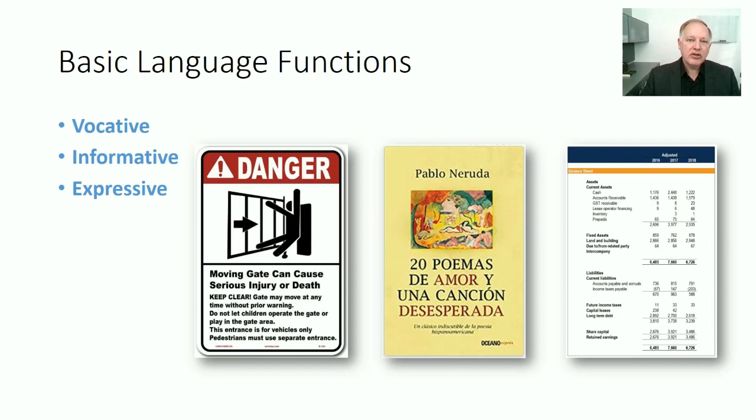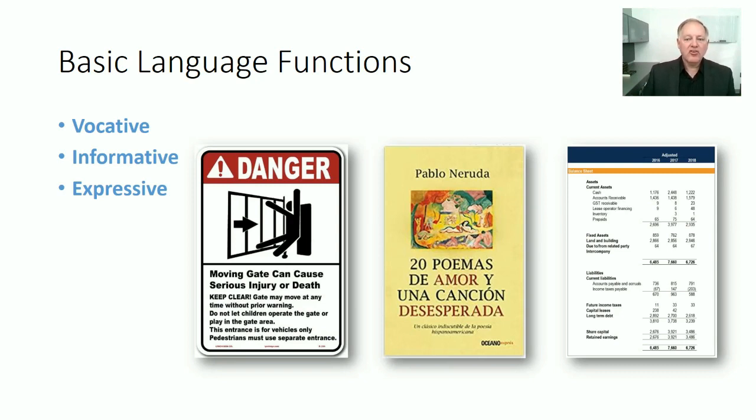Is the primary or dominant language function here vocative, informative, or expressive? Let's think about it for just a second. If we say it's vocative, then we're saying the primary purpose of the language use in this document, moving gate, keep clear, do not let children, right? You must use a separate entrance if you're a pedestrian. If we were to say that the primary language function is vocative, we would be saying that it's trying to affect the reader's behavior, and in fact it is. So in this particular case, the primary language function is vocative.